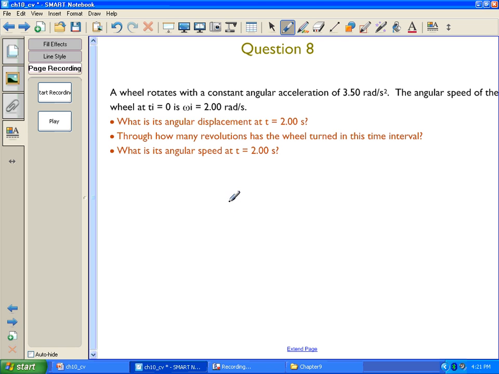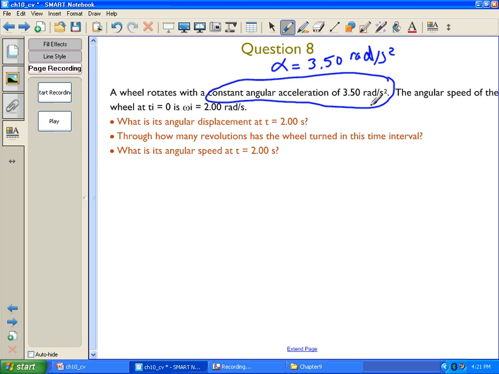A wheel rotates with a constant angular acceleration. Well, constant means that it's not going to vary. Angular acceleration is alpha, so they're telling us that alpha is 3.5 rad/s². The angular speed of the wheel at t equals 0 is 2 rad/s, so omega initial is 2 rad/s. What is the angular displacement at t equals 2 seconds?